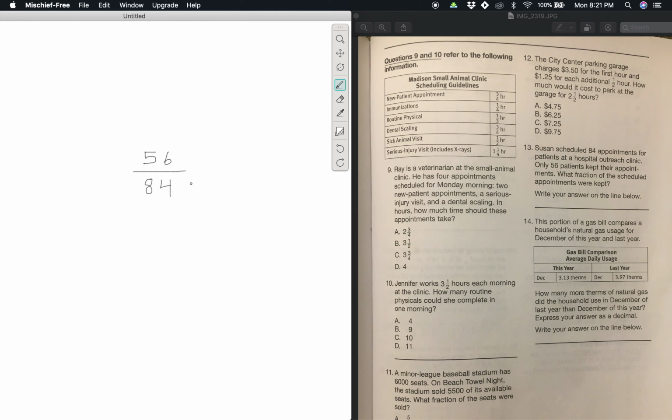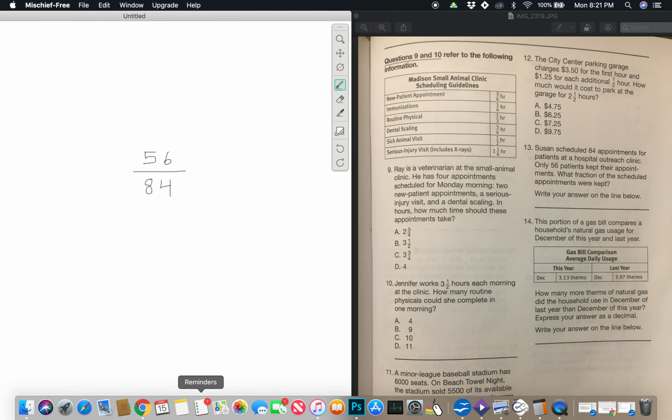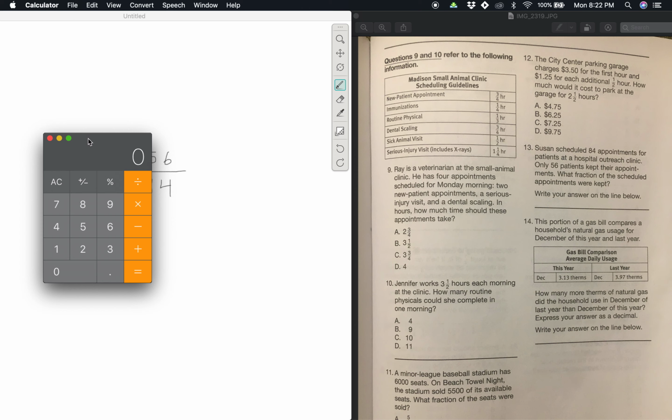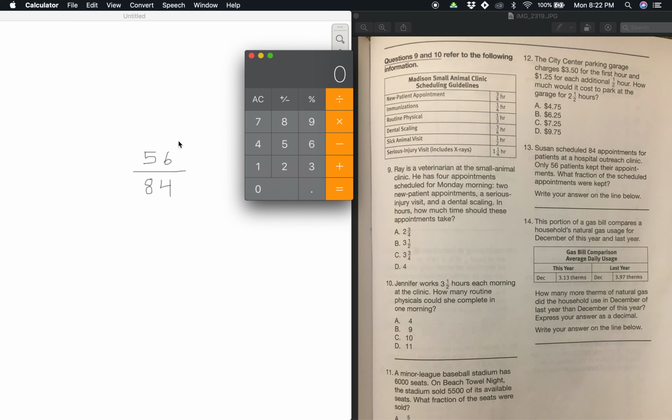We need to find the highest number that goes into both of these. You can always start by seeing, because we know 56 obviously doesn't go into 84. We can't do 84 goes into 56. So we can start with half of 56. Half of 56 is 28.